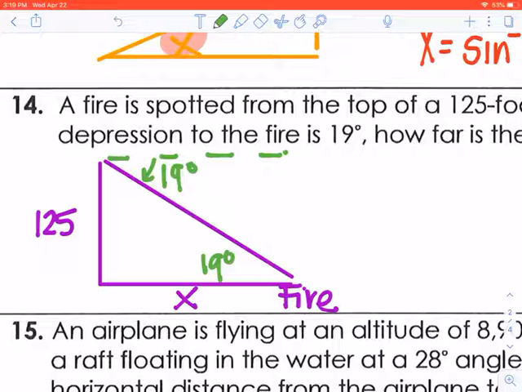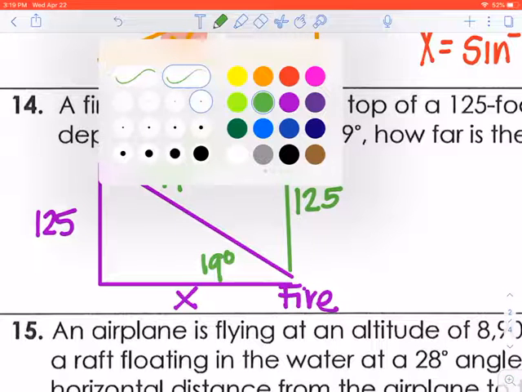Or you could look at it as a rectangle. In a rectangle, the opposite sides are equal, so I can call this piece up here x, and this piece to the right 125 as well. And then you can look at that green triangle instead of the purple triangle. It doesn't matter which one you use, the green triangle or the purple triangle, it's up to you. But make sure you put the angle in the correct place.